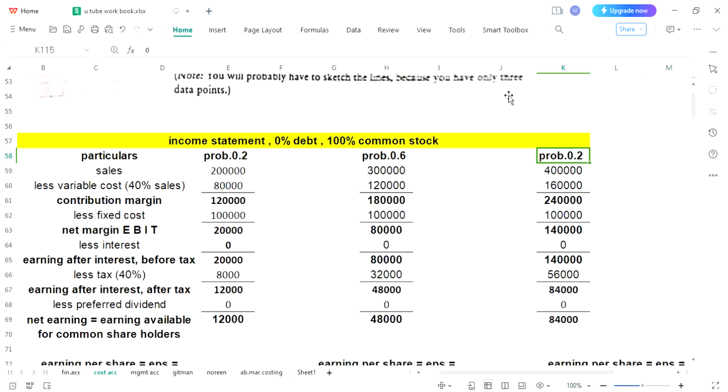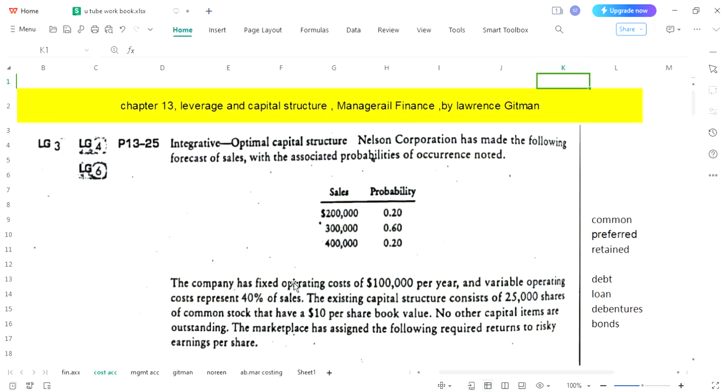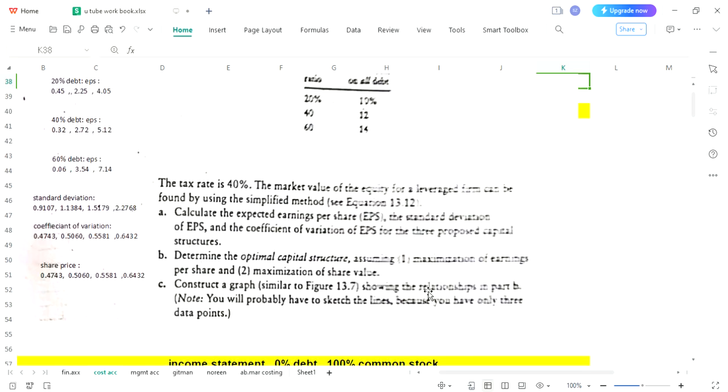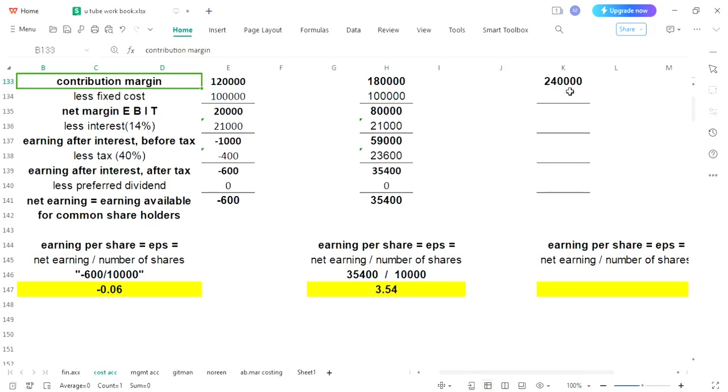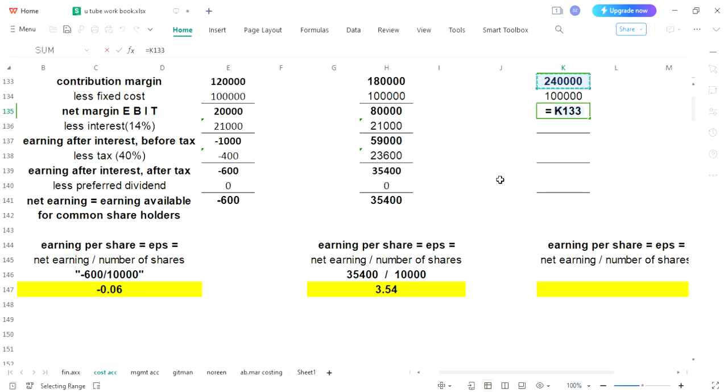Fixed cost, as earlier mentioned, would remain the same, 1 lakh for any section, any part, for any calculation. You will have the same fixed cost, that would be 1 lakh. Alright, now EBIT is open to be calculated, earning before interest and tax, by subtracting fixed cost from contribution margin. 2,40,000 contribution margin and 1 lakh is your fixed cost. So we have got our earning before interest and tax.